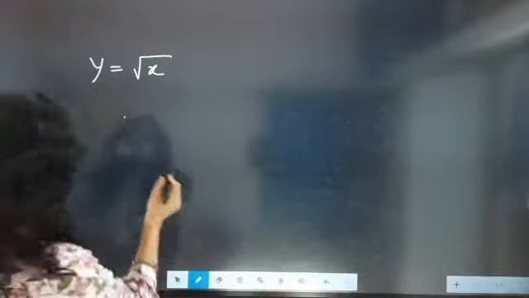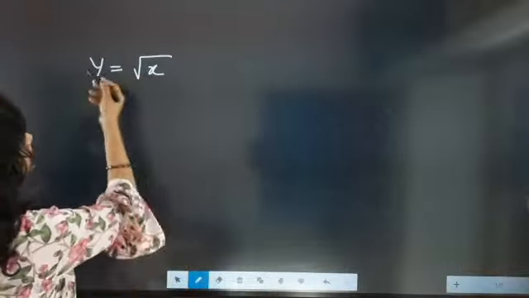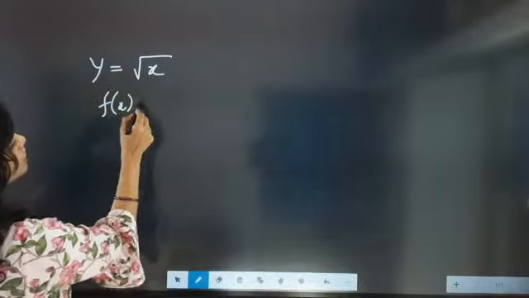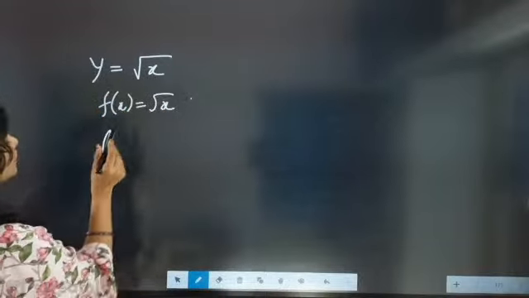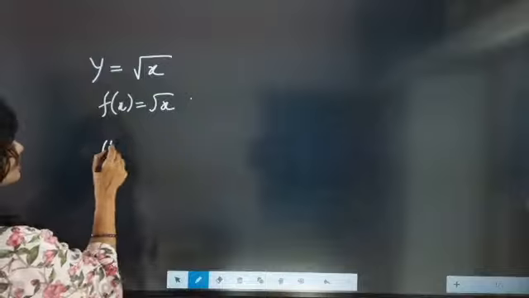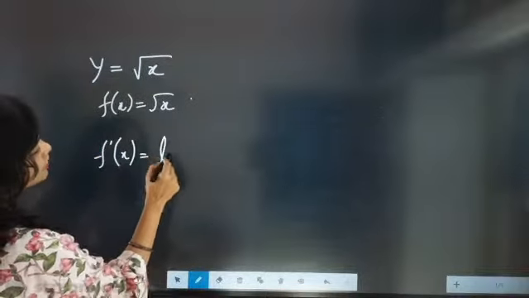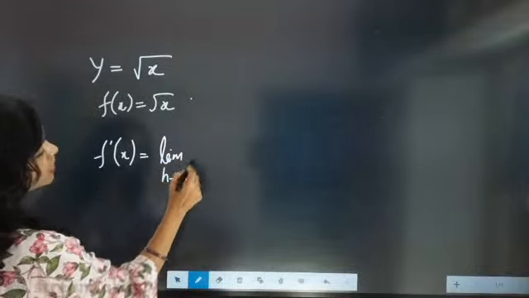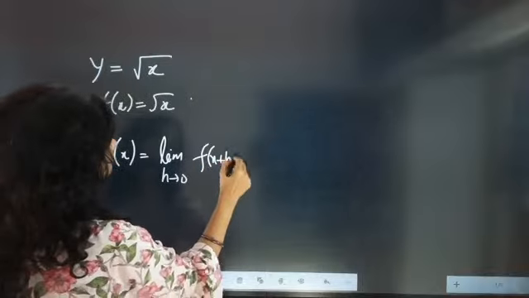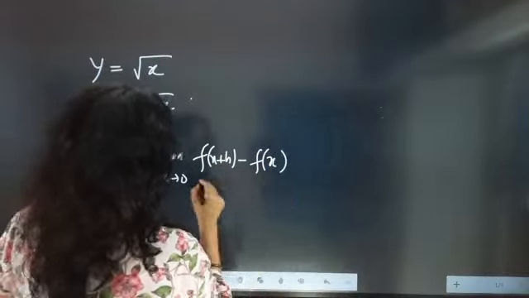So one small work we have to do here is, when y is equal to root under x, that means f of x is equal to root under x. Now we know that to find the derivative, it will become limit h tends to 0 f of x plus h minus f of x by h.